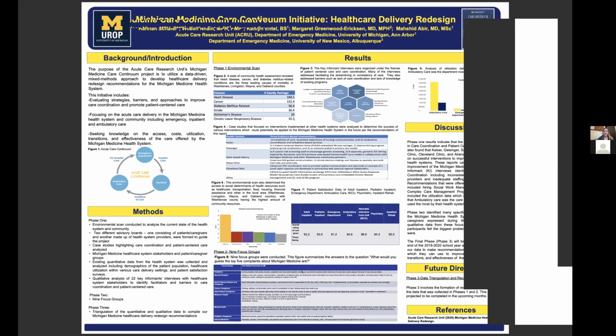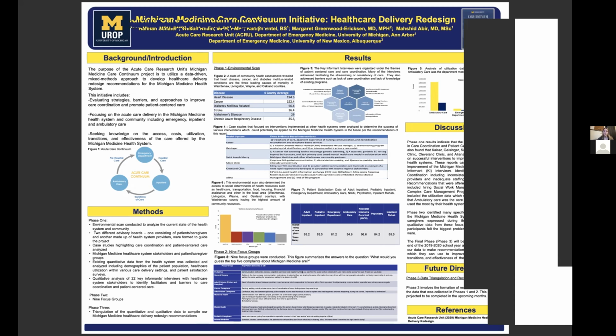So our phase 1 indicated that the health system was lacking in care coordination and patient-centered care. This phase also found that other health systems such as Kaiser, Geisinger, St. Joseph Mercy, Mayo Clinic, Cleveland Clinic, etc. have published reports on successful interventions to improve their issues in their health systems that we could also use at Michigan Medicine. Key informant interviews identified barriers to care coordination, including inconsistent patient care across providers and inadequate staffing for care coordination. The recommendations that we put together were offered by the key informant interviews, which included hiring social work managers and implementing complex care management programs.